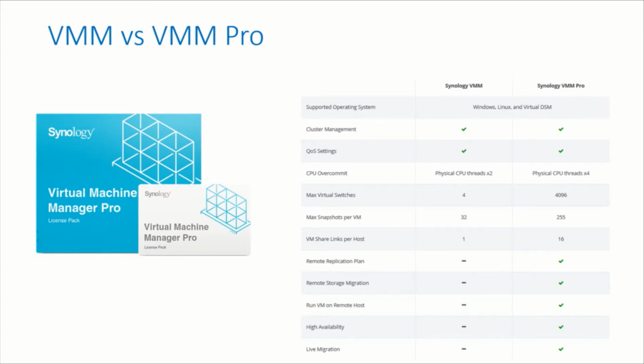So what's the difference between VMM and VMM Pro, as I've mentioned before? As you can see, there are a couple of similar features, such as the supported operating systems, the cluster management capability, as well as the QoS settings. However, the Pro license lets you take VMM onto a higher level with the number of physical CPU threads, virtual switches, max snapshots, and VM share links, as well as enabling you to take advantage of all the features we'll be showing off today. You may ask how much this retails for.